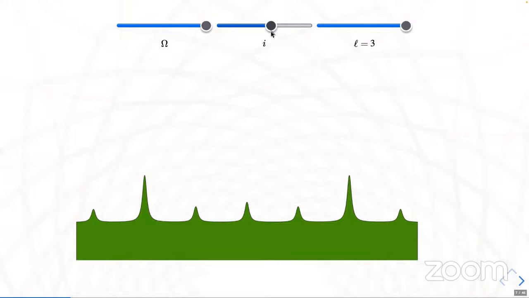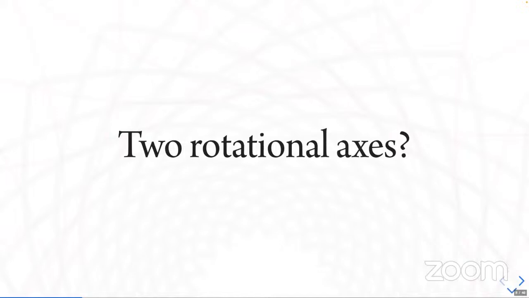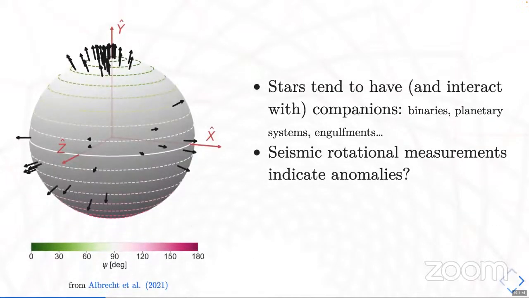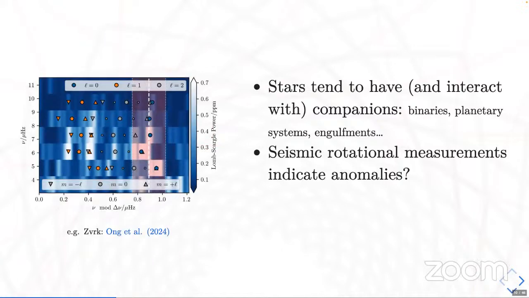Okay, so now I'm going to go maybe a bit off the rails and consider a situation where a star has two rotational axes. And you might be wondering what the heck's going on, right? Why would we even need to consider such a situation? Well, the first is that stars don't tend to come alone. They often have planets. And these planets are often misaligned, and they may occasionally interact with these stars, either tidally or perhaps by getting eaten, right?